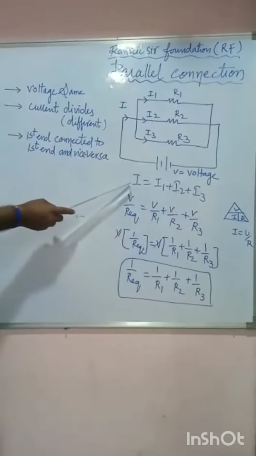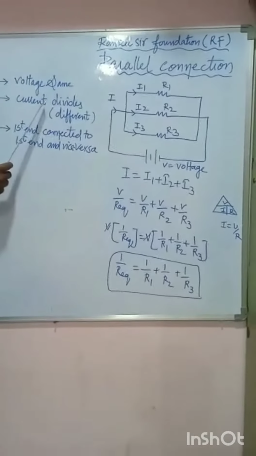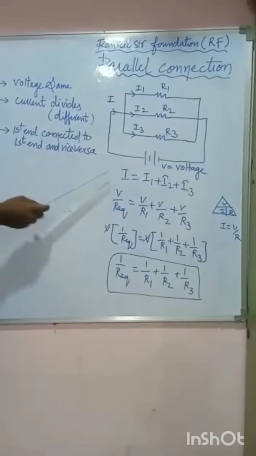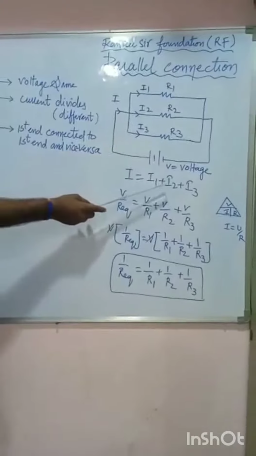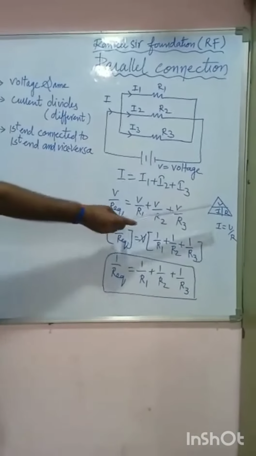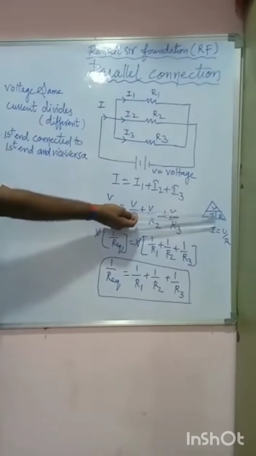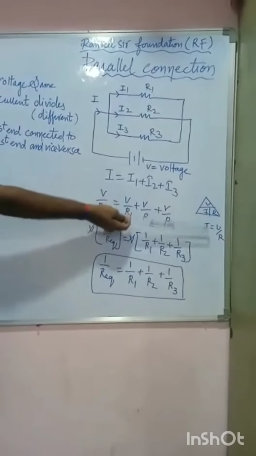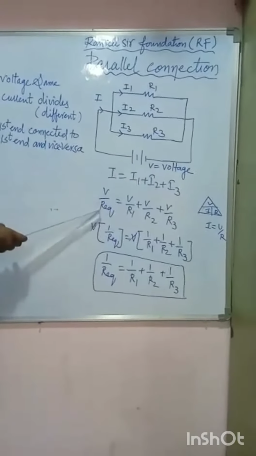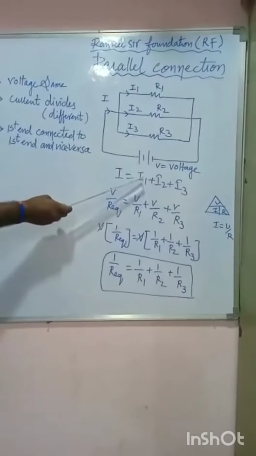In series connection we have taken V formula, but here we are taking the current formula because the current is dividing here. So I is equal to I1 plus I2 plus I3. Now from the triangle, what is the formula for I? Close the I here. I is equal to V by R. So I is equal to V by R equivalent, that is equal to next I1.